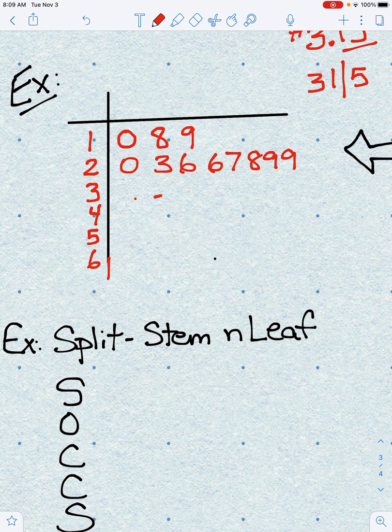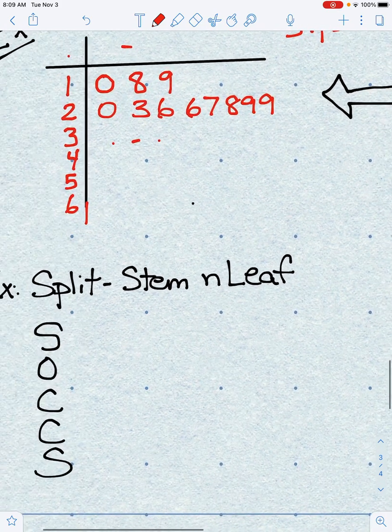I'm not going to finish this up, but you can see we just continue making our stem and leaf graph. You don't really need a title up here at the top, okay? But we just draw those graph out.